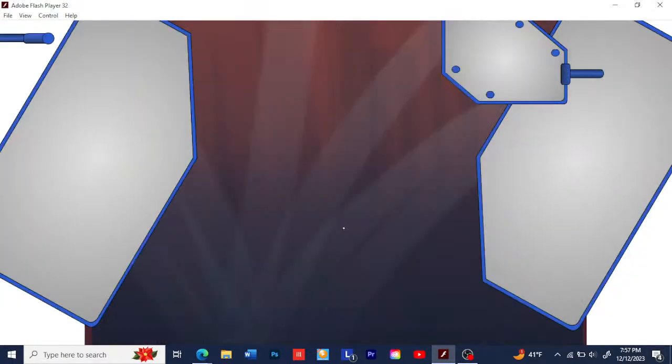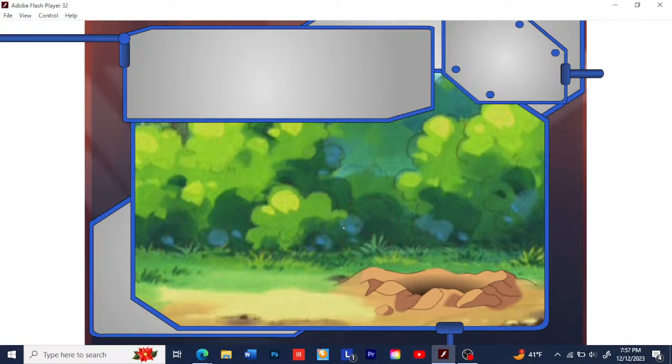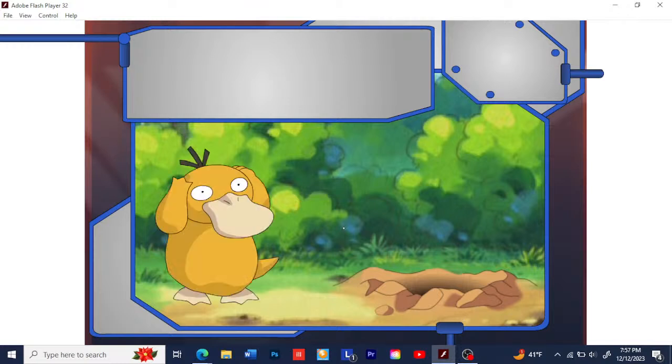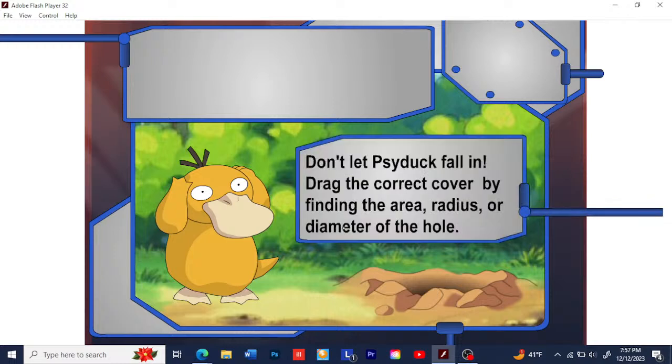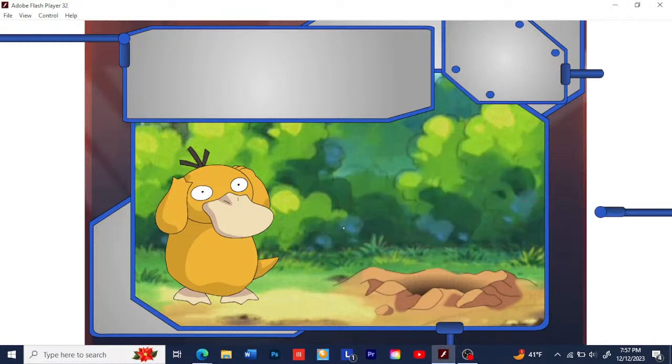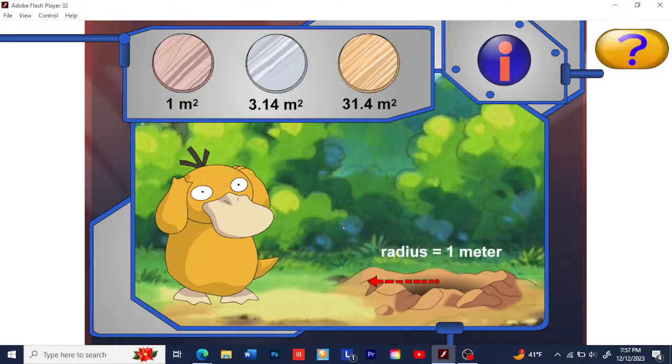You might need to use scratch paper or a calculator for this challenge. Let's give it another go. Psyduck needs help getting across this path. There are holes on the trail. Don't let Psyduck fall in. To fill in the hole, drag the correct circle to a hole by finding the area, radius, or diameter of the hole. Wrong circles just won't stay in place. Which circle will fill the hole in the path?